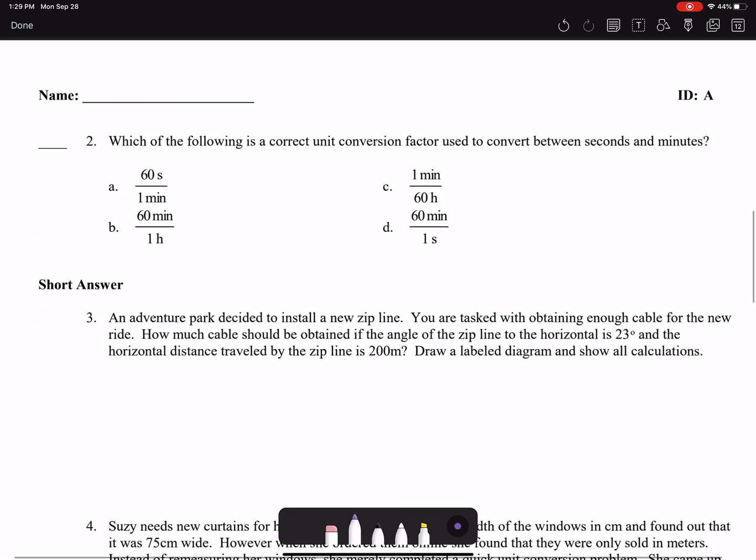Now, which is the correct unit factor to convert between seconds and minutes? All right, so it doesn't tell us that it has to be seconds to minutes, it just has to be between seconds and minutes. So it must have seconds and minutes inside of it. And that eliminates those two choices, B and C. And which of these makes sense? What are equivalent measurements? Is 60 minutes equivalent to 1 second? Or is 60 seconds equivalent to 1 minute? And of course the answer is 60 seconds is equivalent to 1 minute.